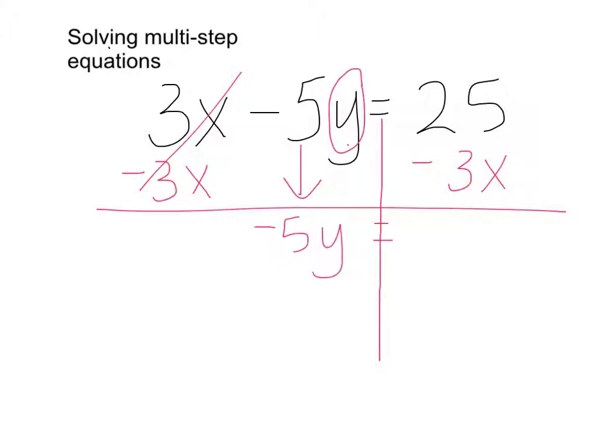Now over here on this side, I cannot combine these because they're not like terms. That's one of the biggest mistakes people make. These are not like terms because this one has an x and this one does not. So I keep them separate and we write our x term first.